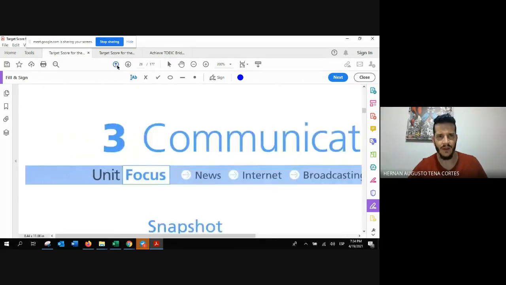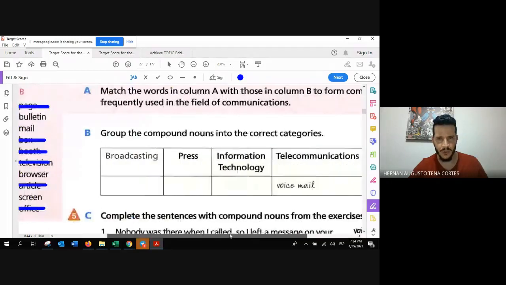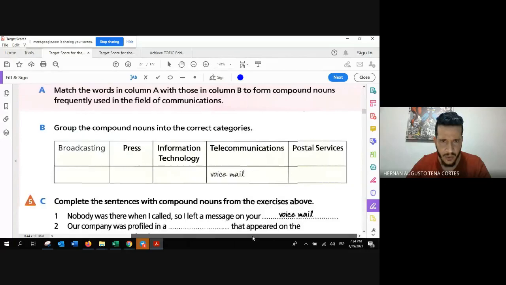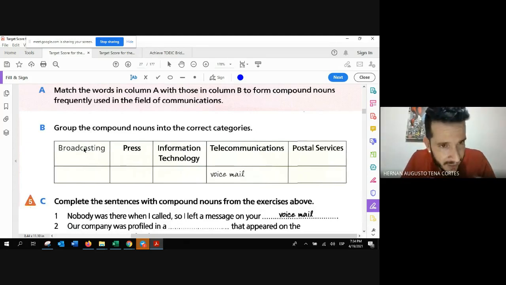Let's go now to this, and you will see that I have a box. And in this box, we have different categories. We have different categories for these different word combinations. We have broadcasting, press, information technology, telecommunications, and postal services. What do these words mean? So broadcasting, it's another way of saying maybe like the media. Press is another way to say the news. Information technology is self-explanatory. And postal services, I think, is also very easy.